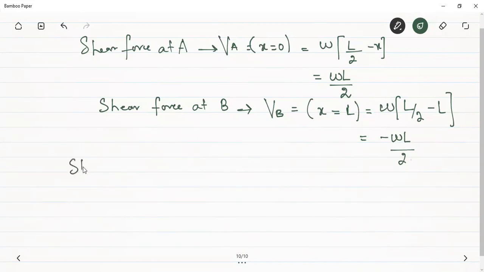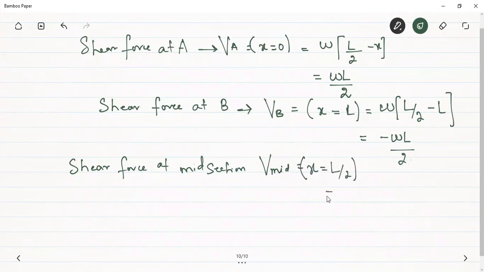Let me take a midsection. Shear force at midsection. For that, what do I have to put? x is equal to L by 2. It will give me what? This will be equal to how much? 0. Okay, this will be equal to 0. So these are the shear force calculations. We can later on draw this diagram as well. These are the shear force calculations at different points.